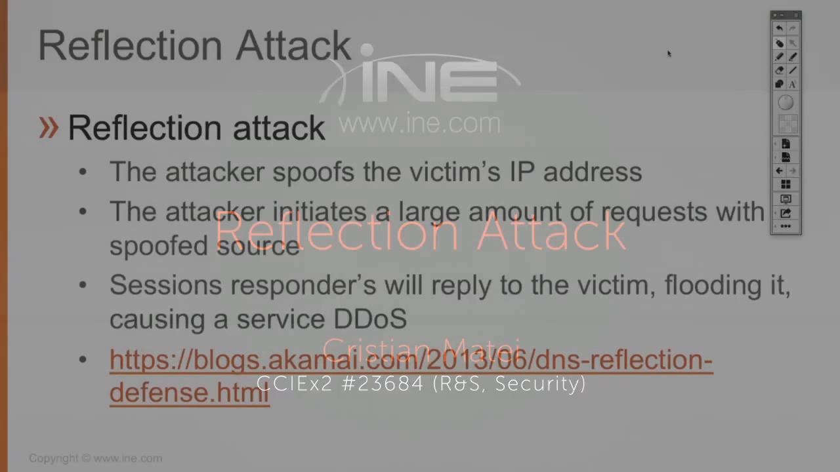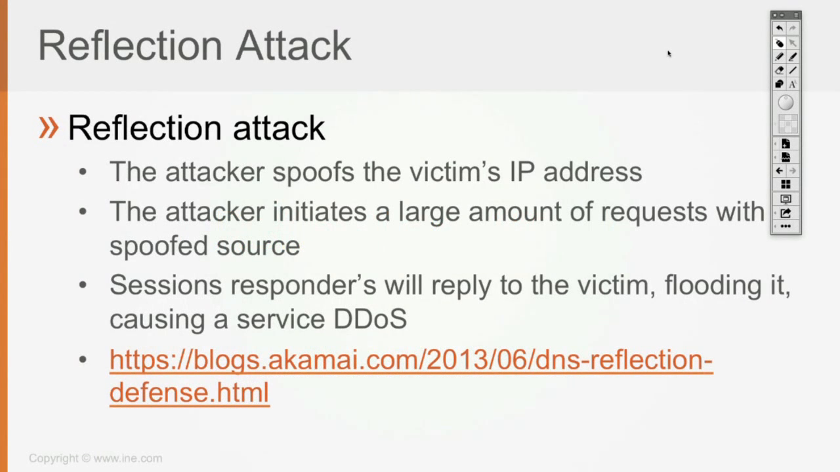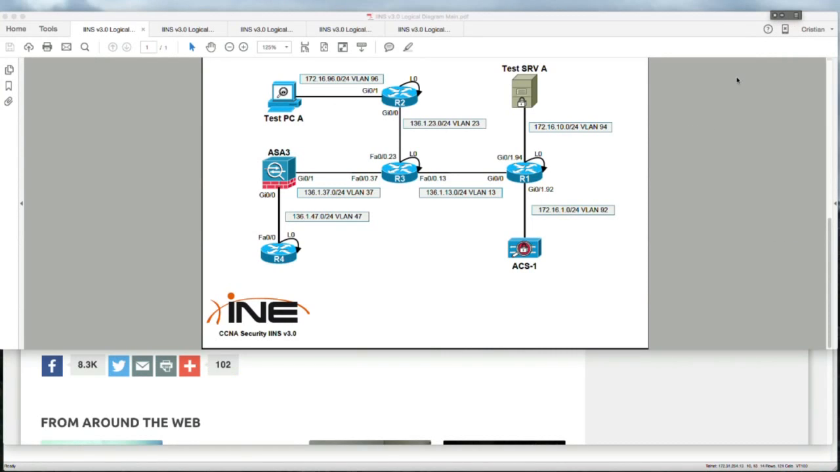Reflection attack, as I was saying. The reflection attack is mainly used in denial of service attacks, most commonly in distributed denial of service attacks. What happens is that the attacker spoofs the victim's IP address and initiates a large amount of requests with that spoofed address, and then the responders will reply to the victim, flooding it and causing a distributed denial of service. So reflection attacks end up in DDoS attacks, but they make use of IP spoofing.